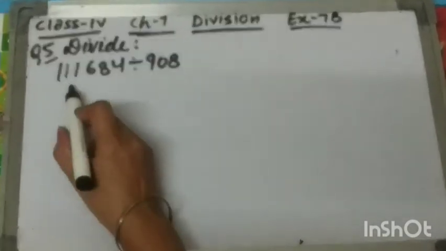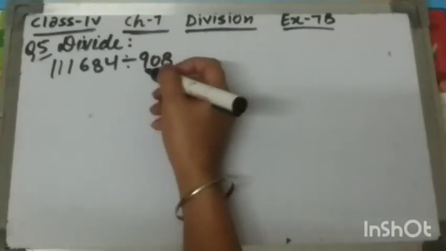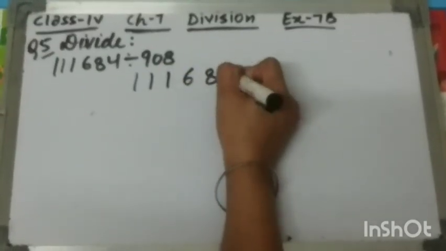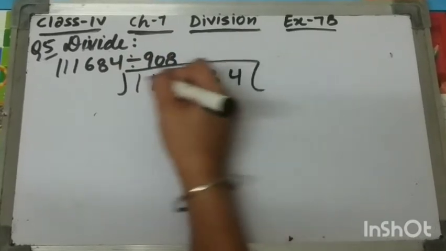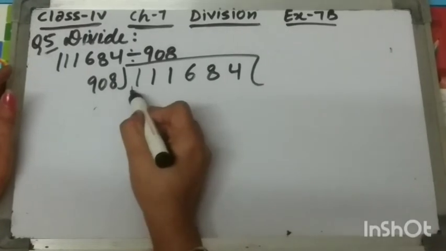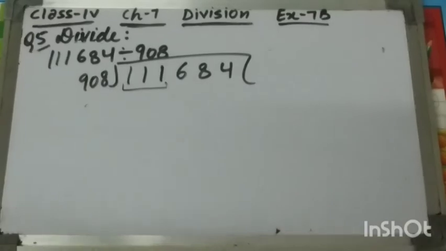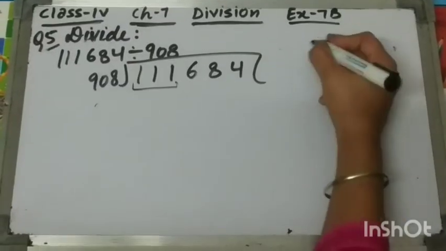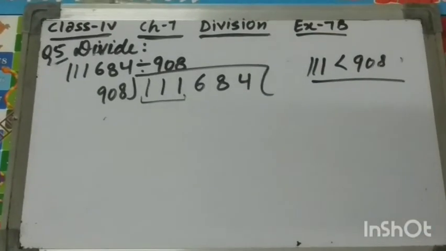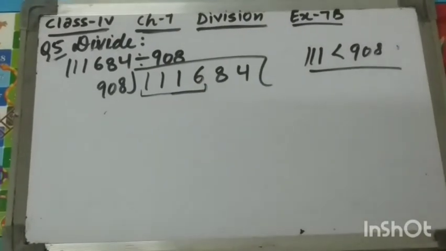Next is 1,11,684 divided by 908. We have to divide 1,11,684 by 908. Okay. Now first of all we will check the 3 digits of the dividend because our divisor is of 3 digits. But 111 is less than 908. So what we will do, we will check the 4 digits of the dividend.